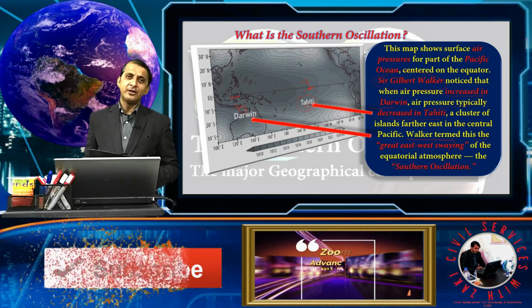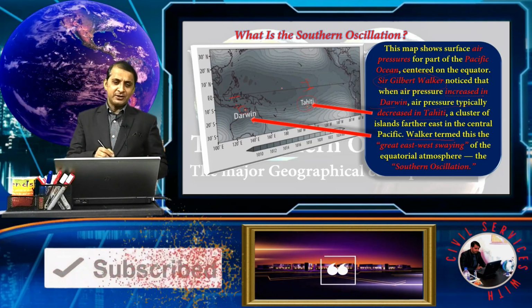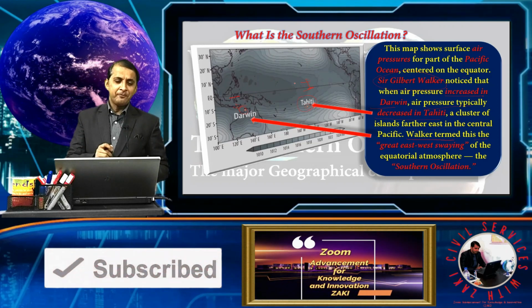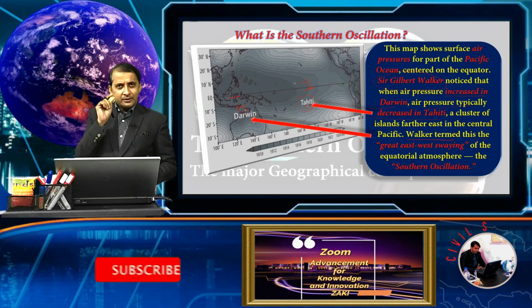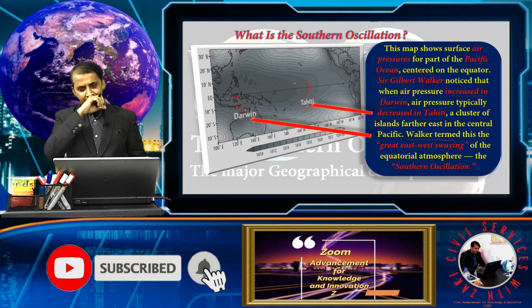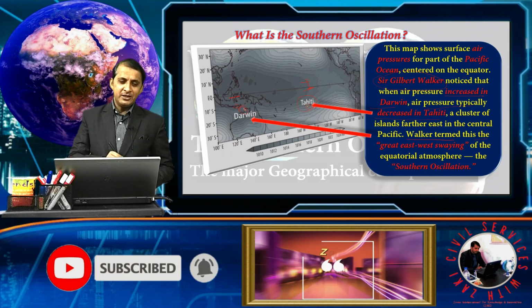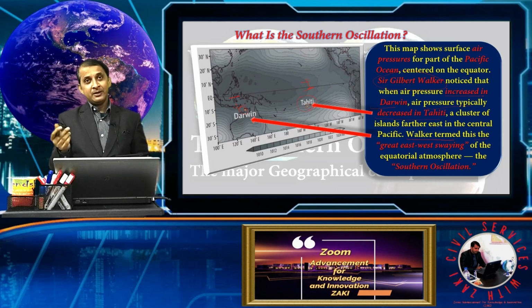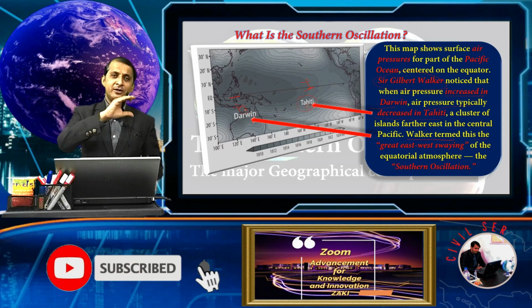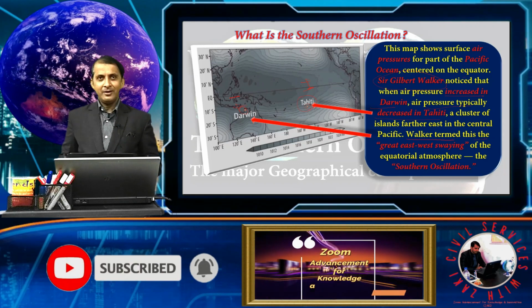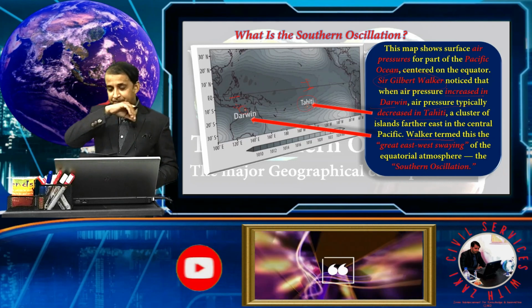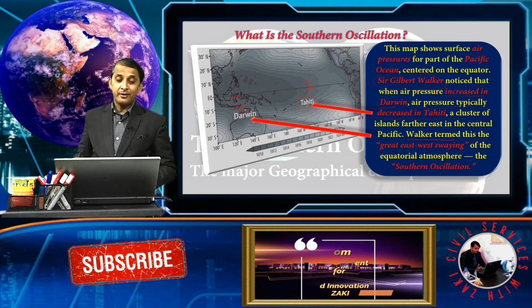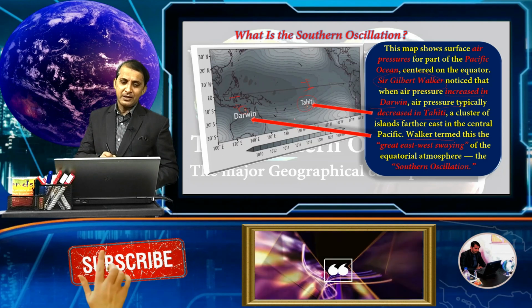So why is it called southern oscillation? Because Sir Gilbert Walker noticed this phenomenon in Darwin and Tahiti, and Darwin and Tahiti are situated in the southern hemisphere. That's why he called it southern oscillation. So it is called southern oscillation, Darwin and Tahiti.